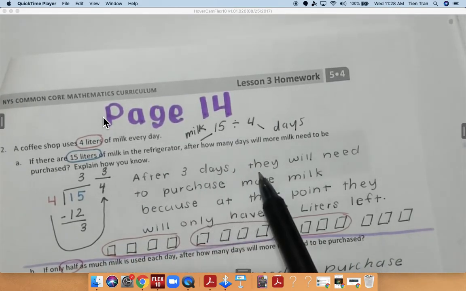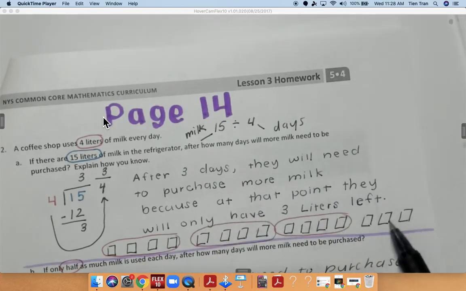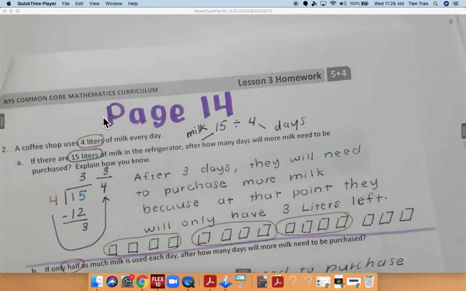Now, after 3 days, they will need to purchase more milk because at that point, they will only have 3 liters left. So on the 4th day, they don't have enough milk, so they would need to purchase more milk.